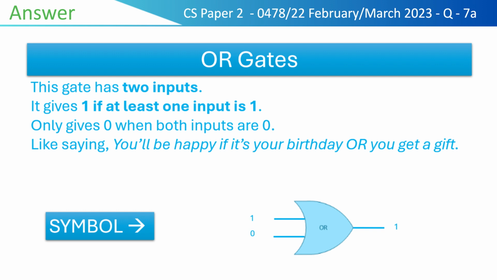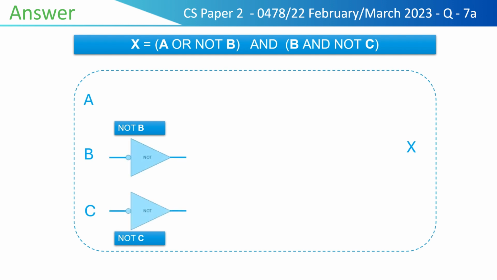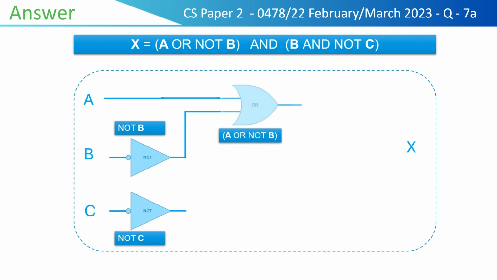Now we have enough understanding of the logic gates to draw the diagram of the given expression. Let's draw its 5 parts, step by step. We have 3 inputs and 1 output. Step 1 and 2 are not B and not C. Step 3 is A or not B. Step 4 is B and not C.